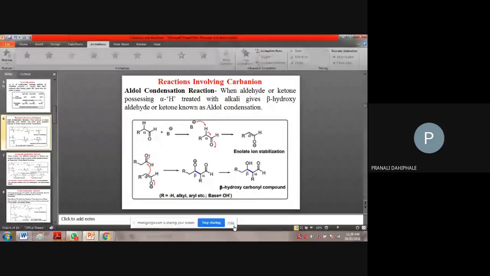Yes, ma'am. Okay. So what you'll find is that once the carbanion is formed, it reacts with another molecule of aldehyde or ketone. Now, if these two molecules are the same, then it is called a self-aldol condensation. And if these two molecules are different, then it is called a crossed aldol condensation. So in aldol condensation, we have two types.